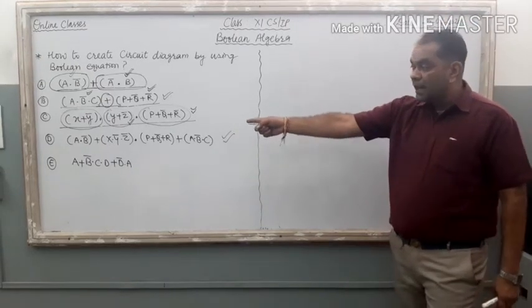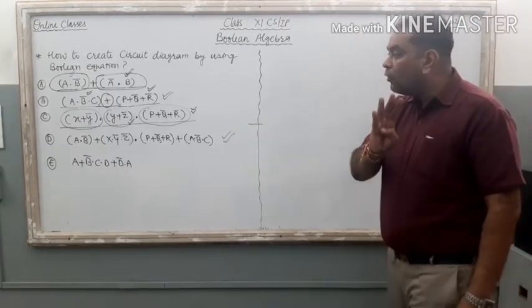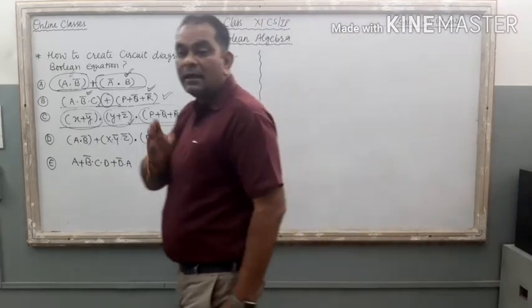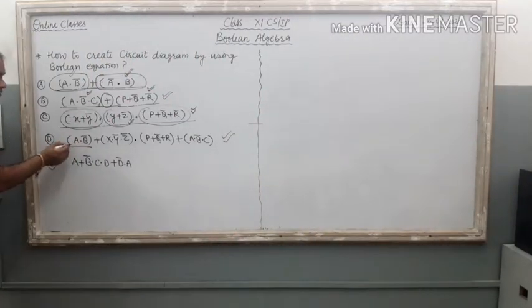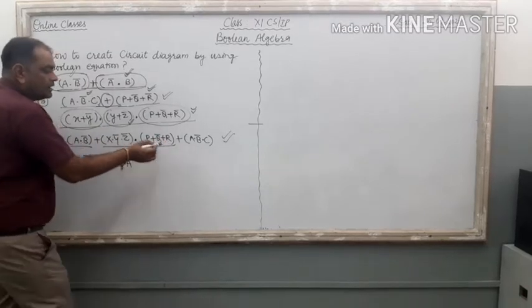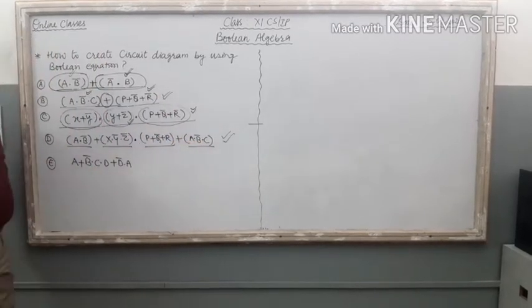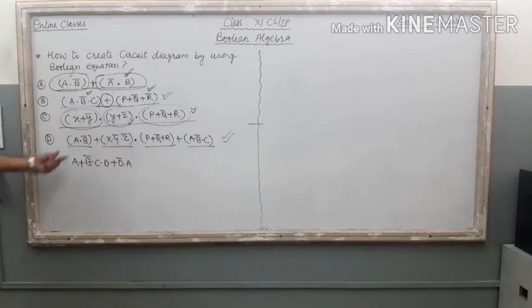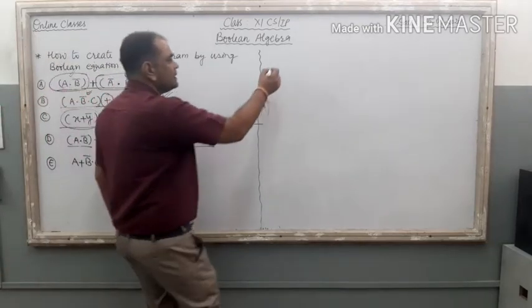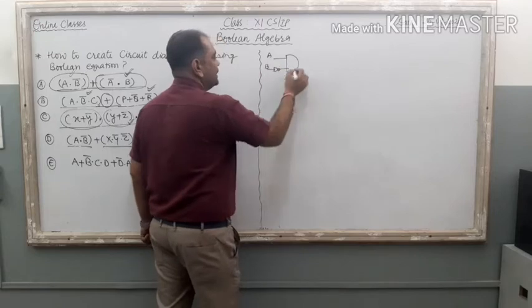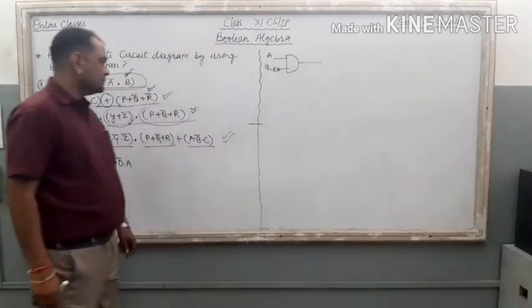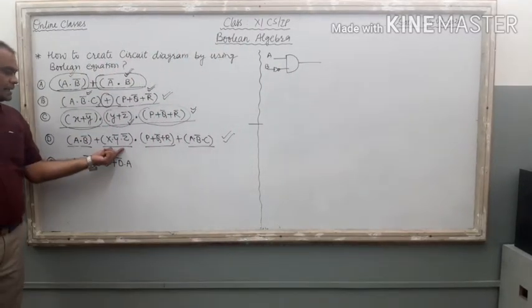If you break this equation, there are four different parts that we divide from this equation. It is the first part, the second part, then the third part, then the fourth part. Right? First part, A dot B bar, dot means AND gate. Just apply this AND gate over here. The first line is A, the second line is NOT with B. So A dot B bar. Clear?